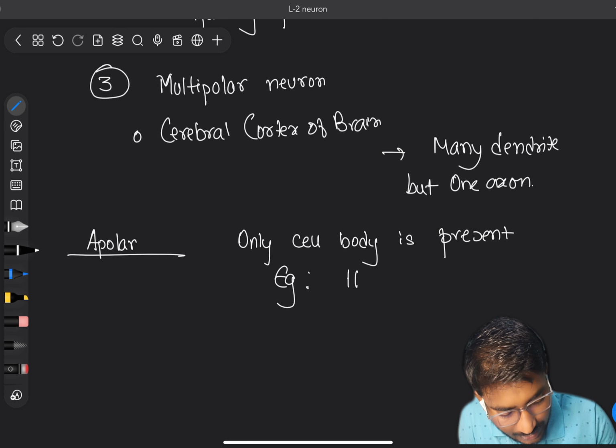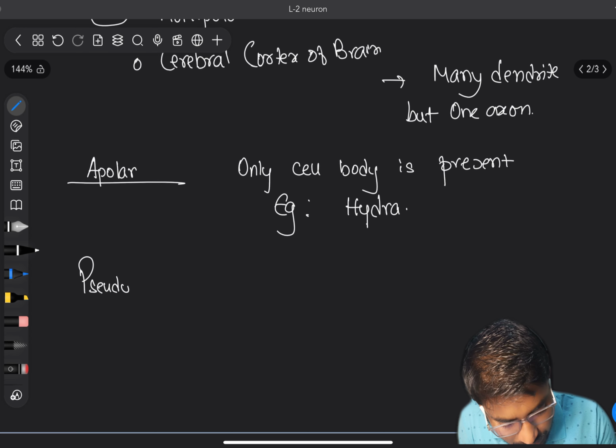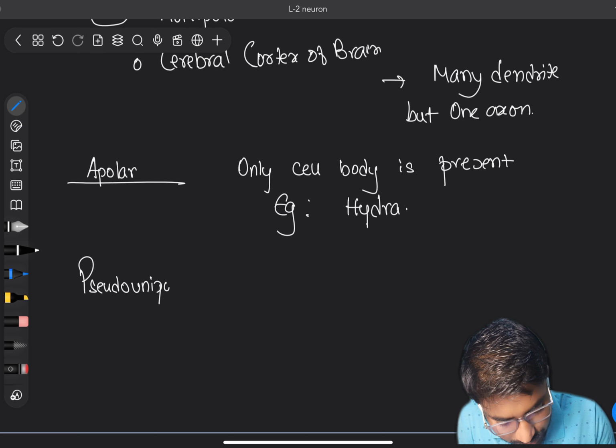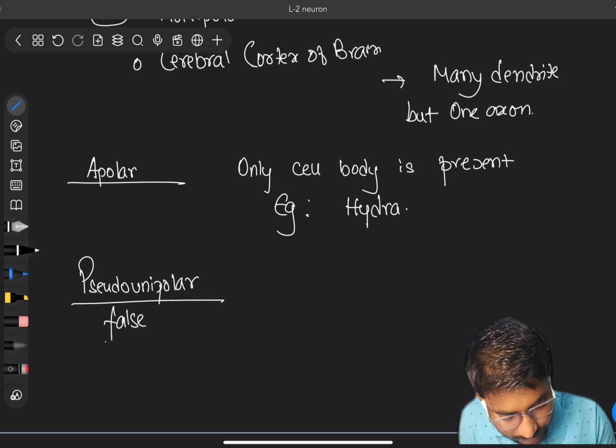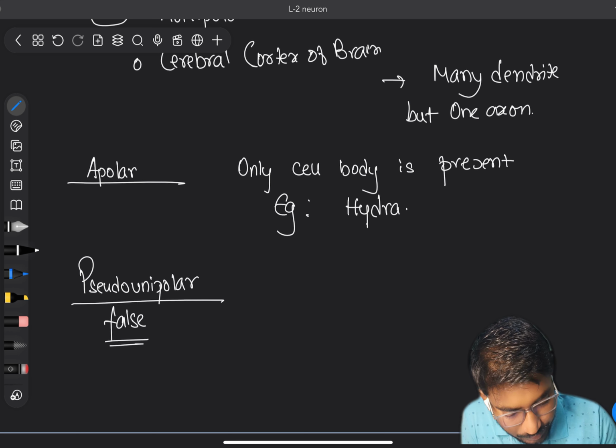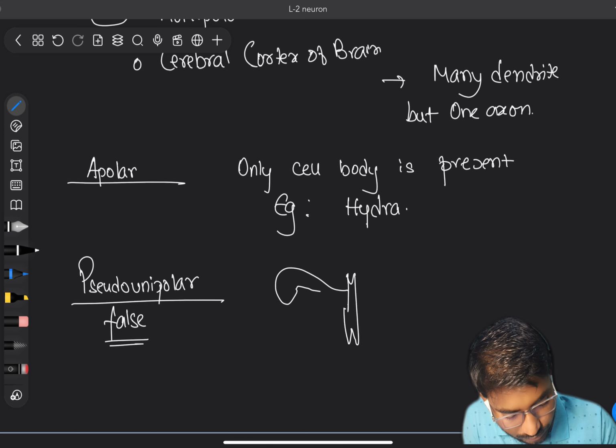Example, hydra. Okay. And pseudo unipolar, that is false. In pseudo unipolar, only it is the dendrite and its axon.